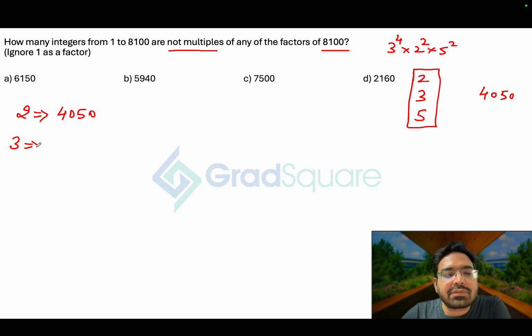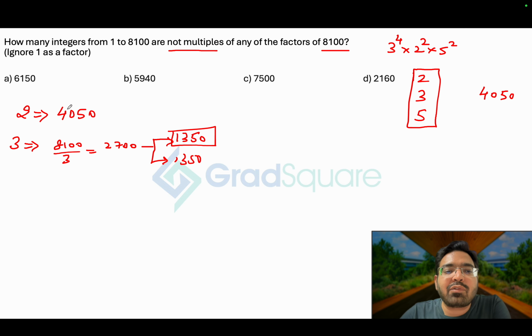What about the multiples of 3? Let's look at the multiples of 3. In 8100 numbers, how many multiples of 3 are there? 2700 multiples of 3 are there. Out of these 2700 multiples of 3, 1350 will be even numbers and 1350 will be odd numbers. These 1350 even numbers have already been removed in the 4050, so I cannot remove them again. So what more numbers do I need to remove now? Unique numbers that I need to remove: 1350 unique numbers.